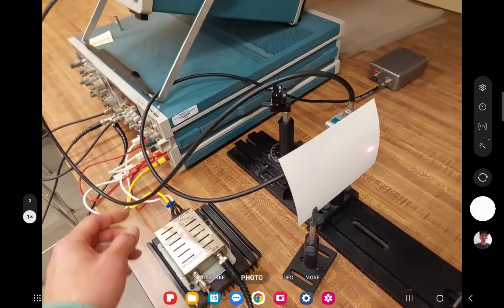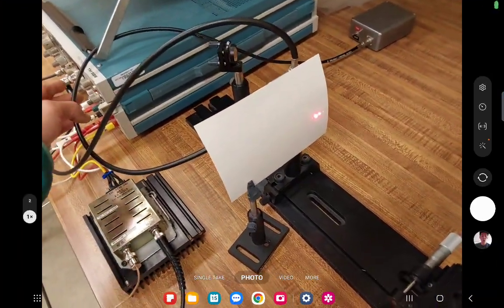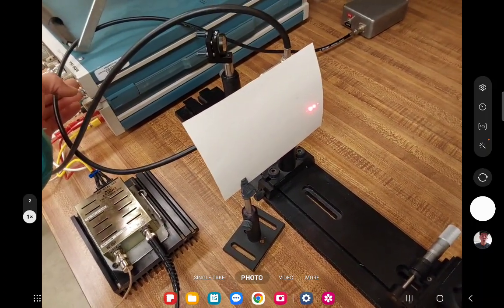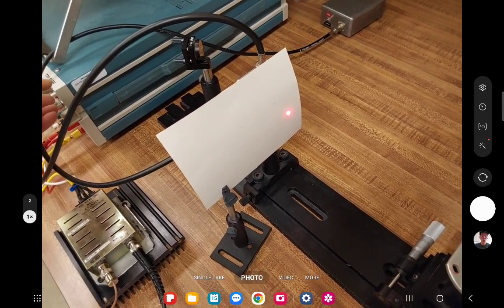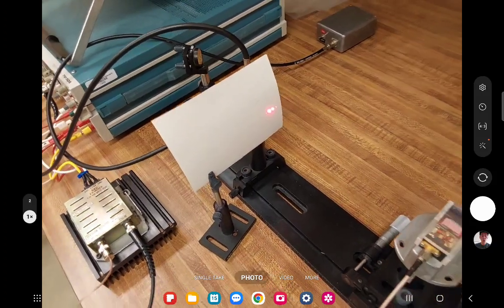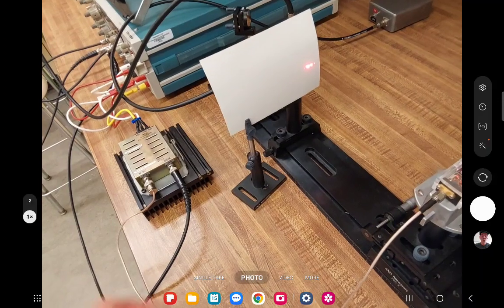If I turn off the power to the radio frequency generator, then it no longer makes all of those dots, right? The laser just goes through it as if it's a piece of glass.